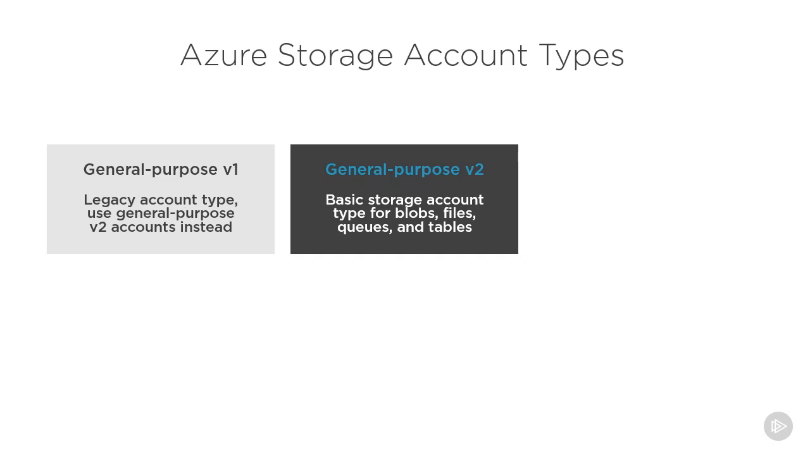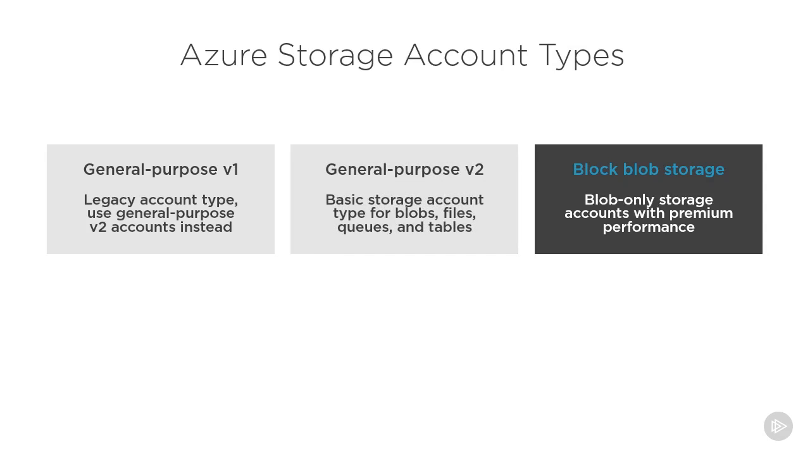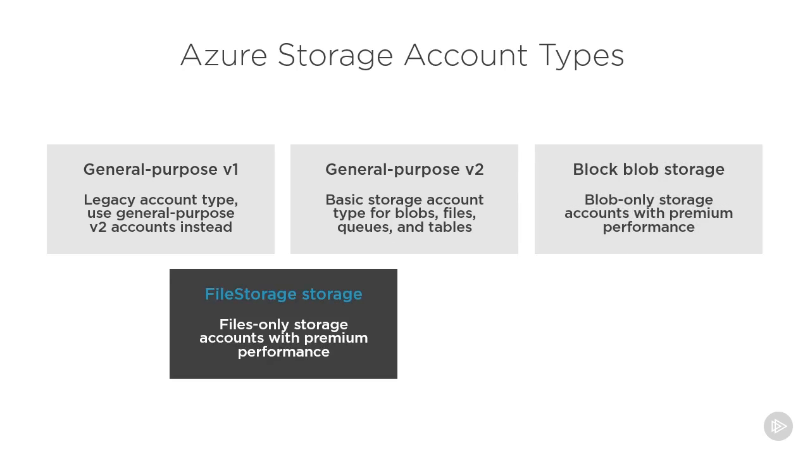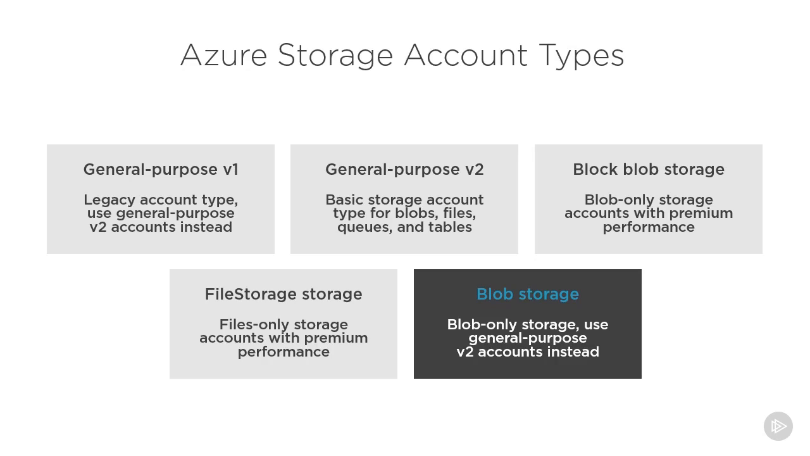And then we have two single type premium types. The block blob storage, which is a blob only premium account, and the file storage, which is a premium file only account. And finally, there is a legacy blob storage, which is a blob only storage. You should use general purpose V2 accounts instead. In this module, we are going to talk about general purpose V2 account type.